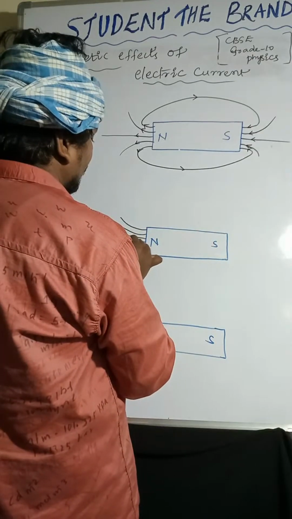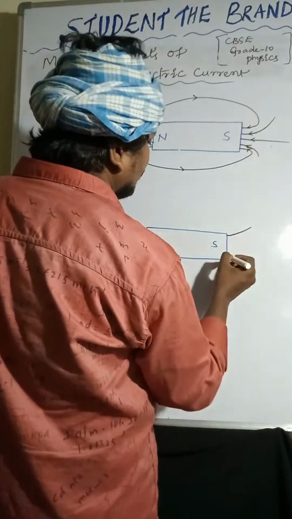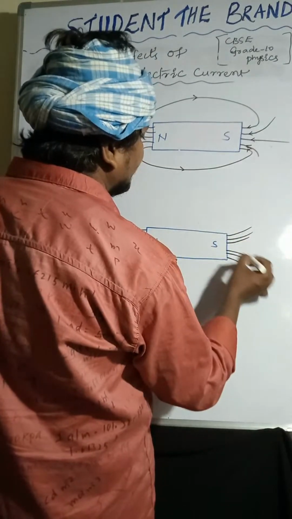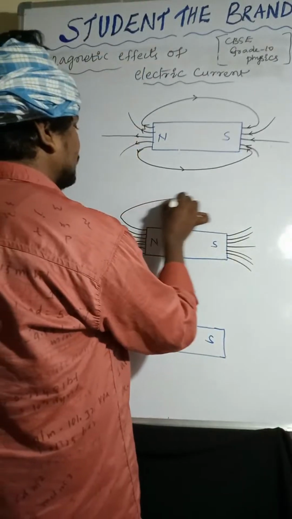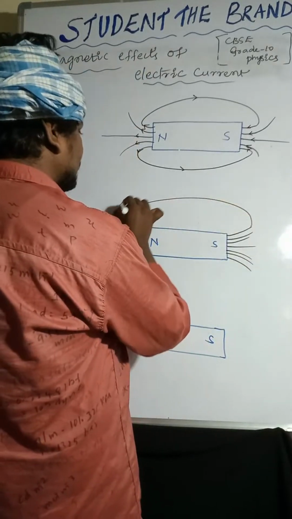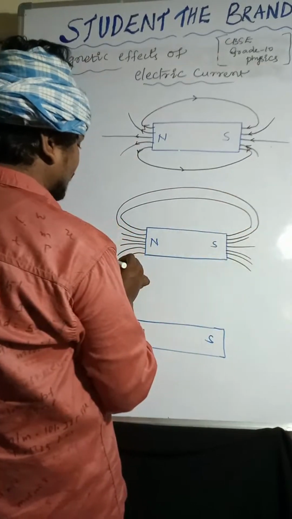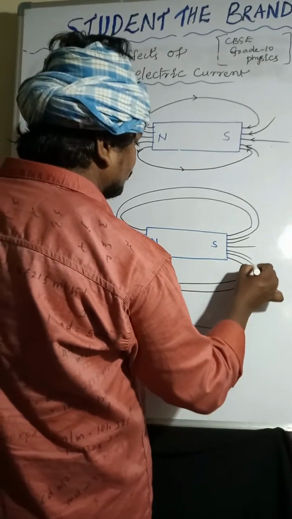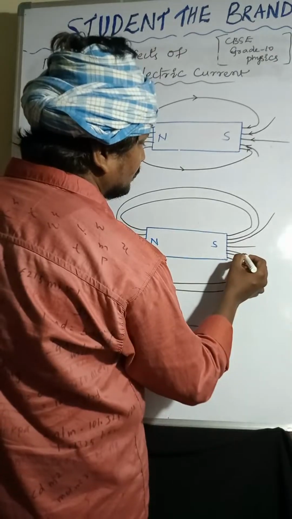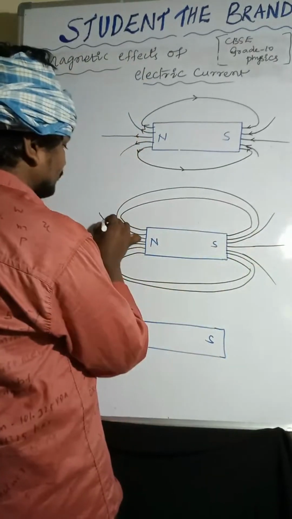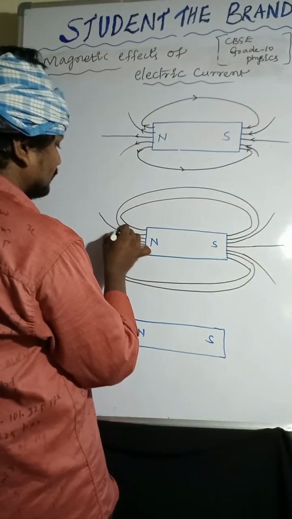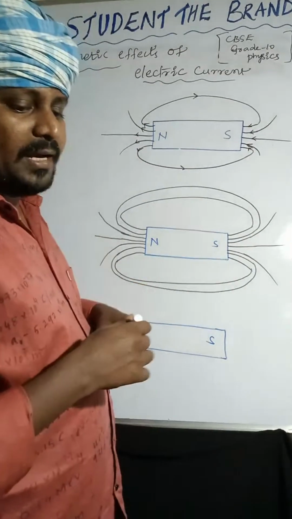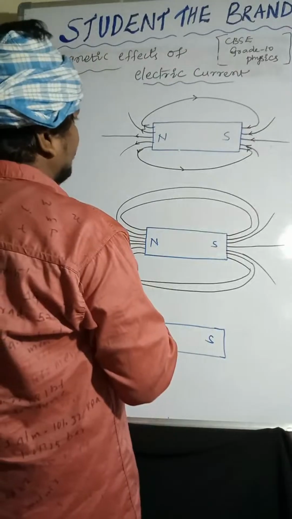So here I am taking like this: 1, 2, 3, 4, 5, 6, 7. First two you can add like this. I am considering like this also. Okay, so magnetic field, you can take the magnetic field direction.